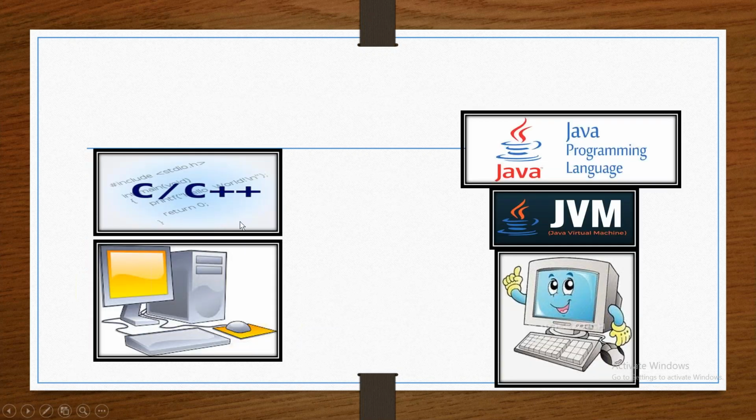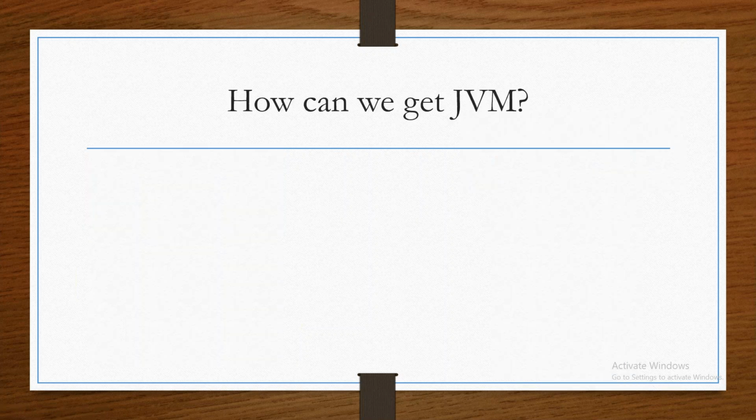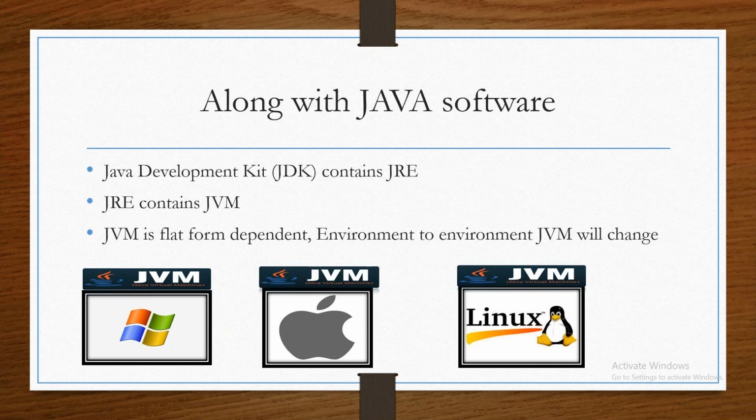See, a C and C++ program is directly running on top of the machine, but a Java program is not running on top of the machine. There is a middle layer called JVM, Java Virtual Machine, coming with Java software. Clear? How do you get the JVM? Whenever you install Java software, that will give you the JVM. So remember, the main reason why Java is platform independent is because of JVM.